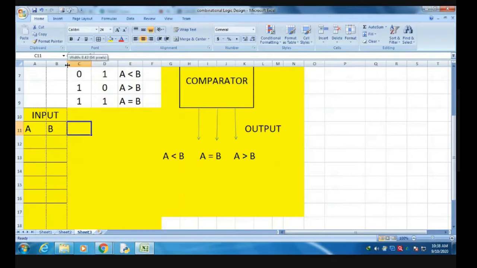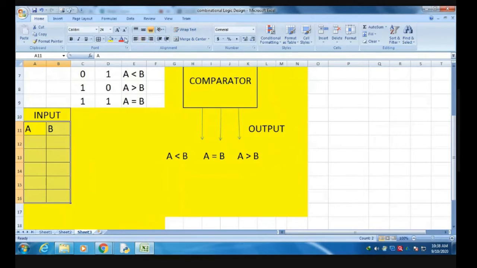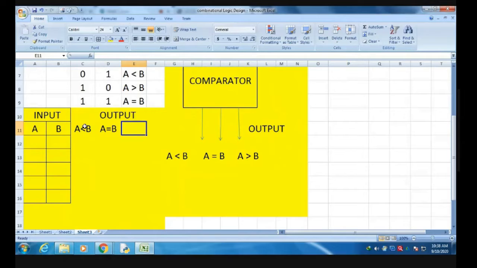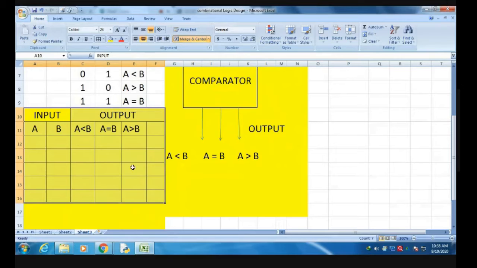And what is the output? Tell me, what are the outputs? A is greater than B, A equal to B, A is less than B. Very good. Outputs are first A is less than B, then A equal to B, and third one is A greater than B. Okay, so this is my output.